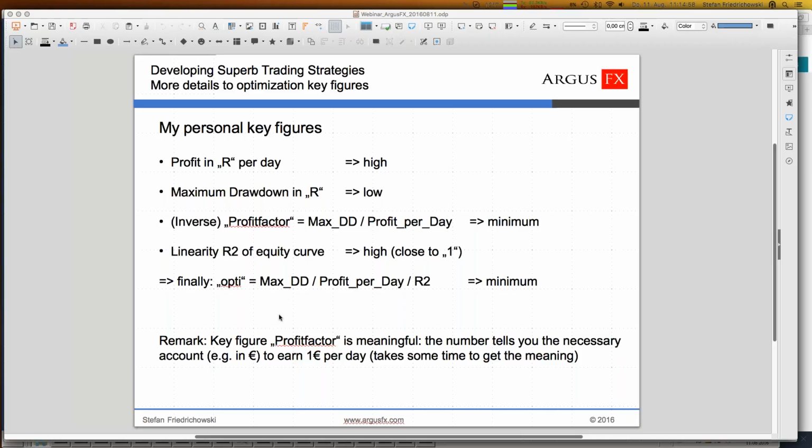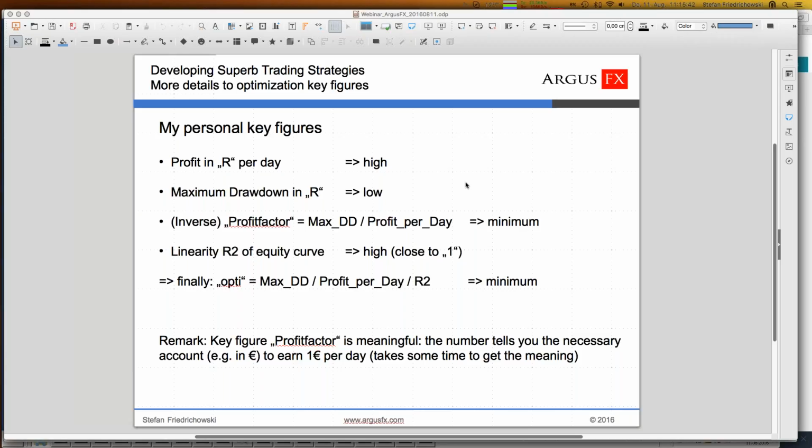Finally, that means that if you have, for example, a profit factor of 1,200, it means that if you want to earn €1 per day with that strategy, then you need an account of €1,200 to run that strategy. This is only mathematically correct. With respect to brokers and margin requirements, that is not correct. But let's keep a little bit to the pure math here.